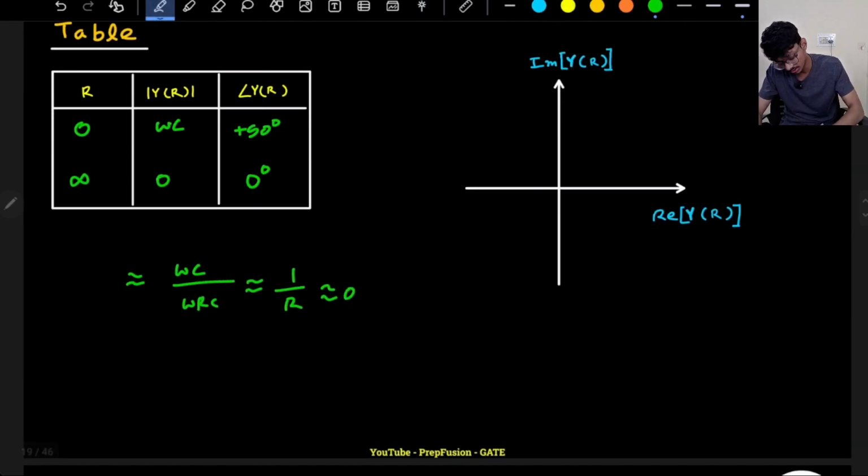So again, now the difference is I am starting from the imaginary axis with magnitude of omega C. So this value is omega C. The diameter of the semicircle will be omega C, and I will end on the positive real axis only. It is 0 degree only. Okay, and this is how it will be defined.